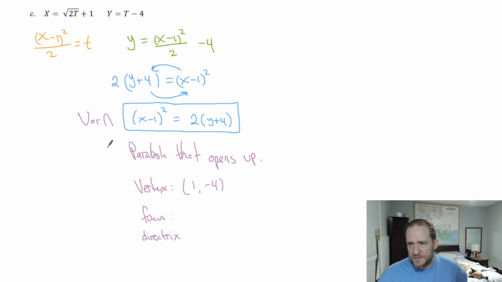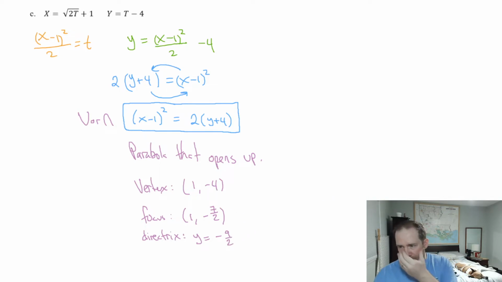The focus is going to be above the vertex. We open up, so it's going to be above. How far above? Well, if this is 4p, then divide by 4, we see p is a half. So our focus would be at 1 comma negative 3.5, aka negative 7 halves. And our directrix would be a horizontal line, so y equals, and it would be down, so it would be negative 4.5, so negative 9 halves. So there, I've got those basics of my graph, so I could sketch my graph now if I wanted to.